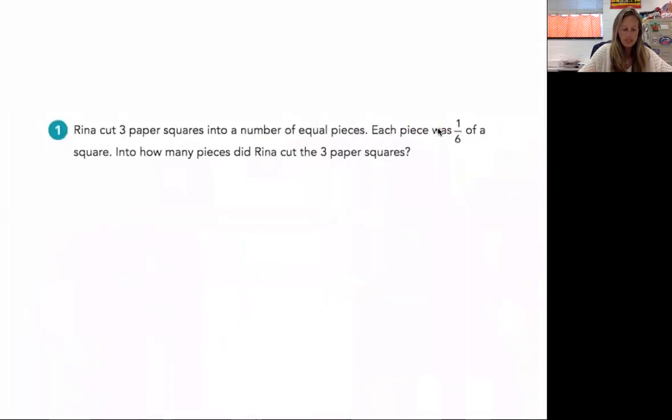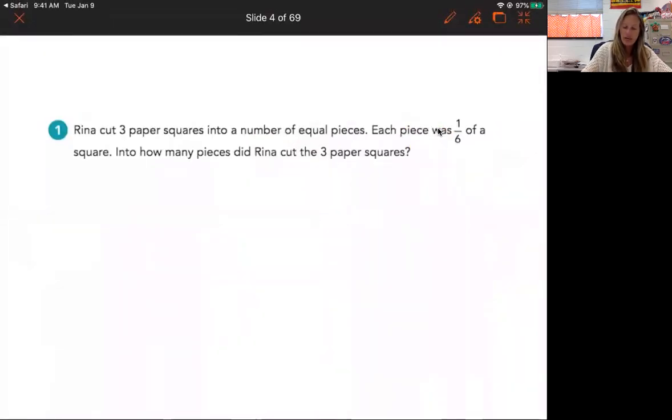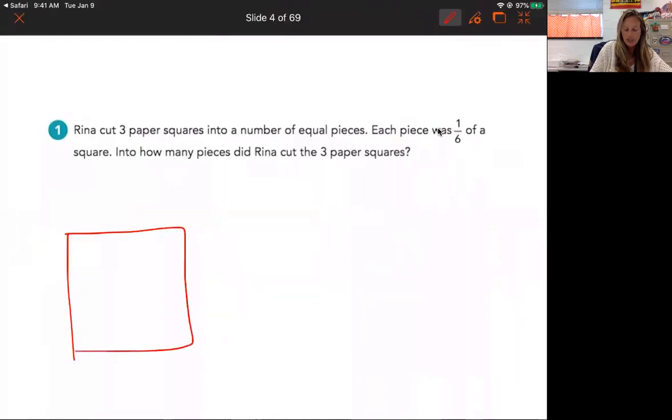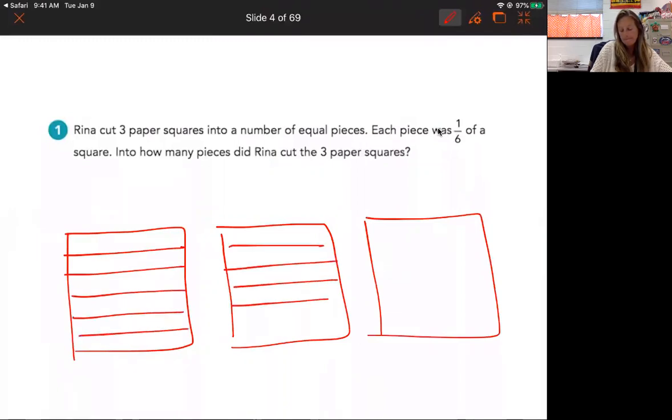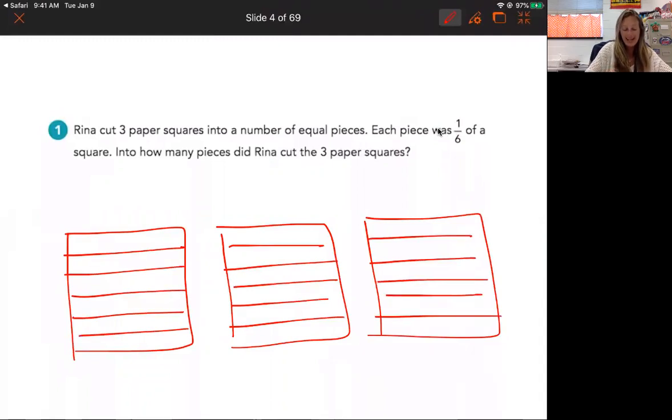All right, let's move over to the next slide. So Raina cut 3 paper squares into a number of equal pieces. Each piece was 1/6 of a square. So visually, if you look at it, here's my square pieces, and I cut them up into 6. How many pieces do I have? Well, I had 6 pieces here, 6 pieces here, and 6 pieces here. So altogether, I'm going to have 18 pieces.